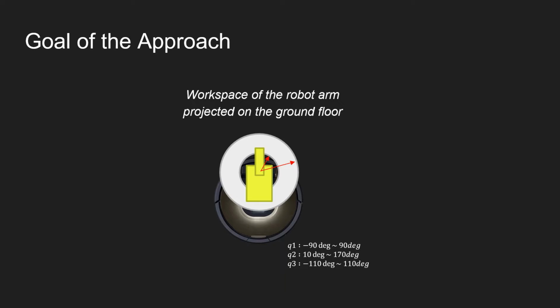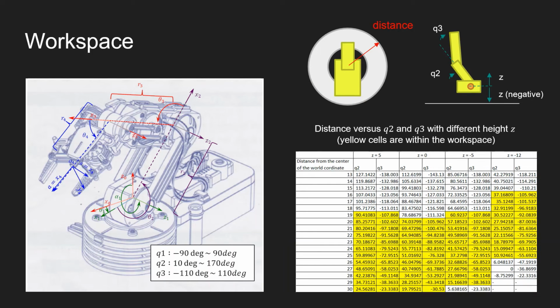Therefore, I first calculated the robotic arm workspace mapped onto the ground floor. The right table shows joint variables at different height and distance. Columns highlighted in yellow color correspond to the valid configuration space shown in the left figure. Then I determined that the workspace lies between 16 cm and 25 cm on the ground floor.